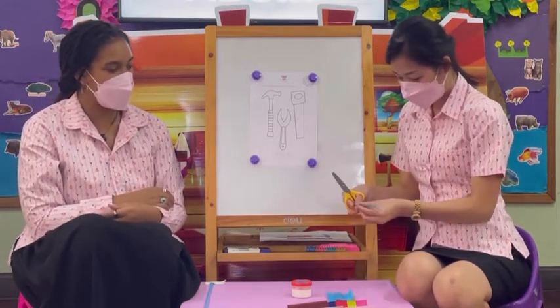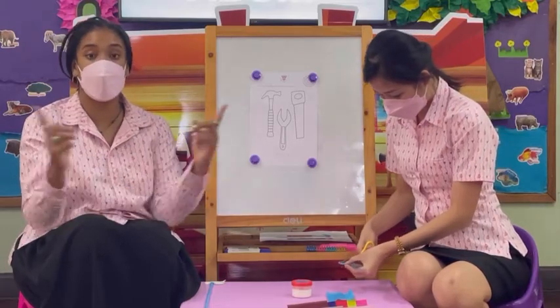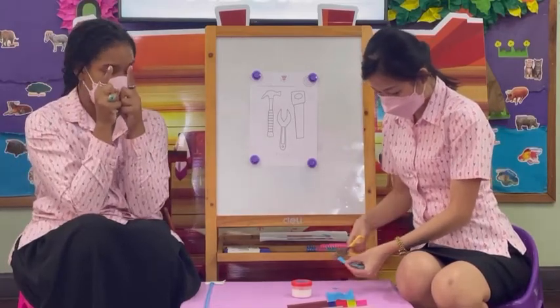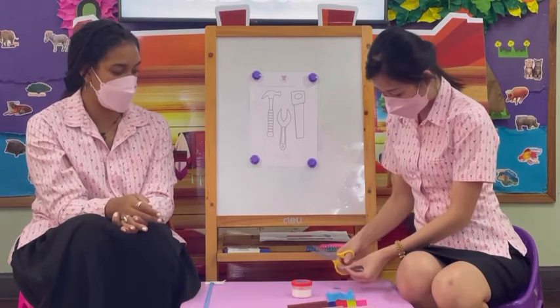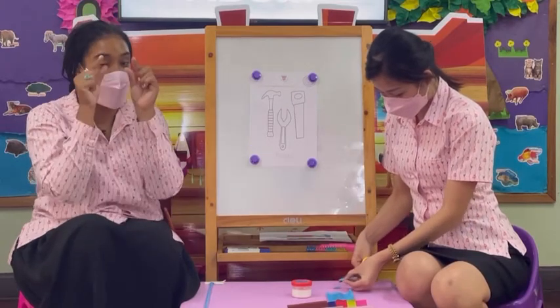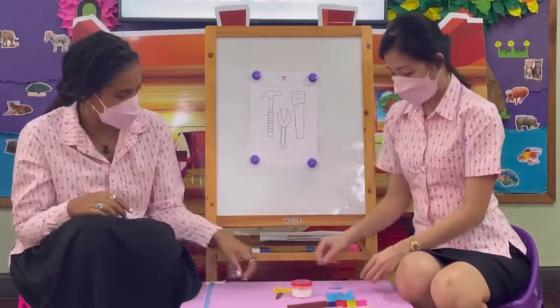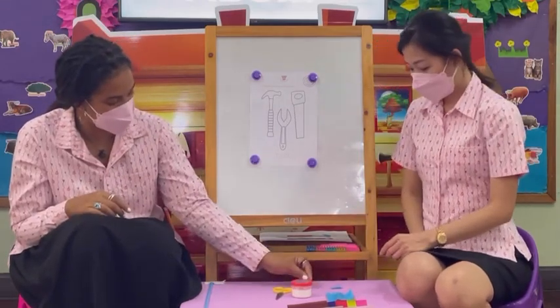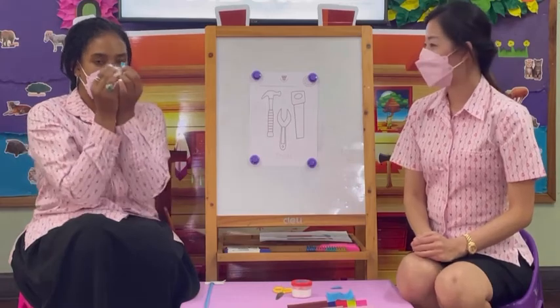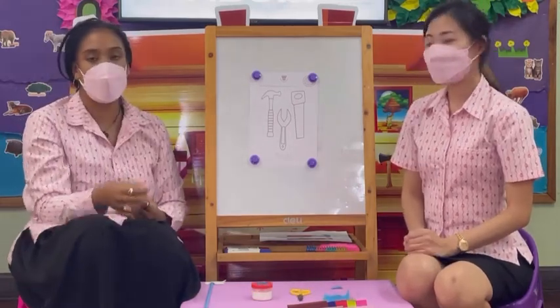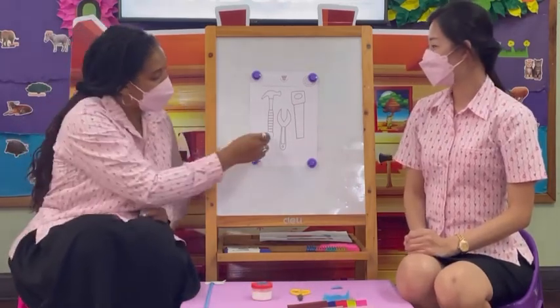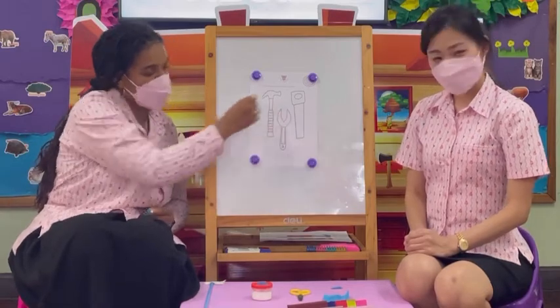Okay, and then when we cut along the long lines, then we're going to cut along the short lines. And when we cut along the short lines, we should have very, very small squares. Okay, so here we have our small squares. What we're going to do is use our small squares to color our different tools.